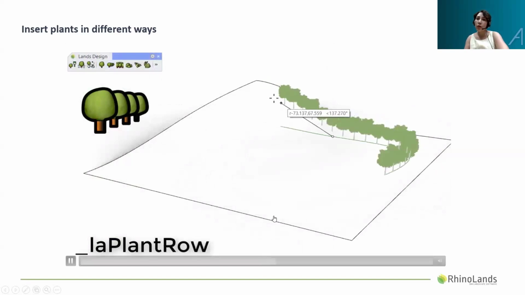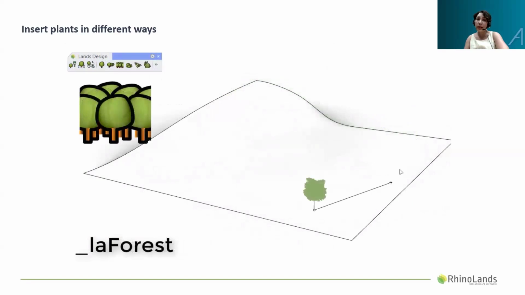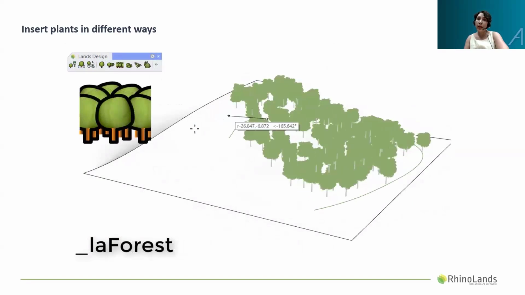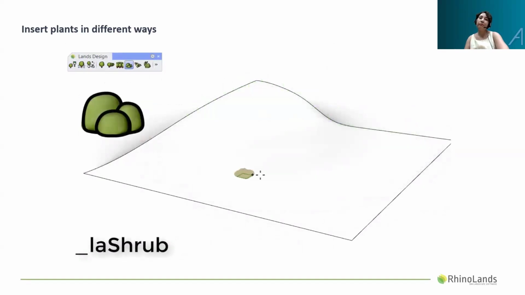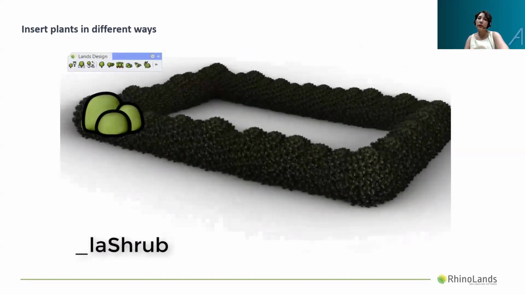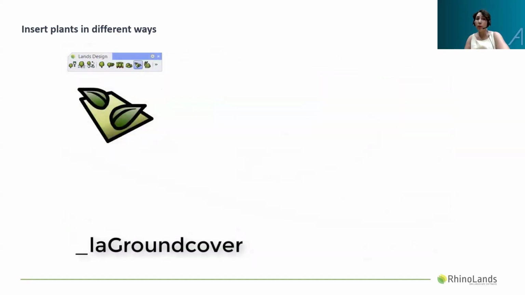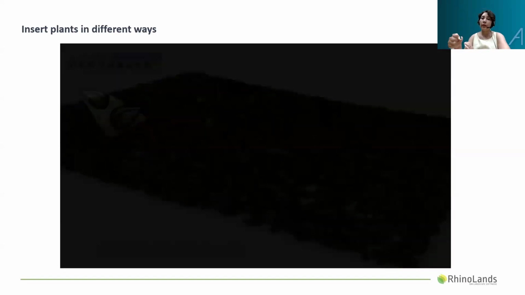We can insert a row of plants by indicating the distance between them and the combination of plant species, or insert a group of plants, again, by indicating the distance and the arrangement. We can insert shrubs by indicating the number of units per meter, per square meter, or per linear meter, or the number of ground covers, again, per area, per unit.